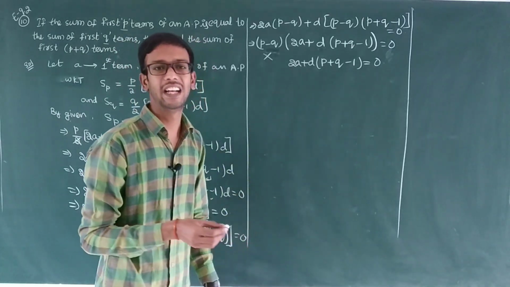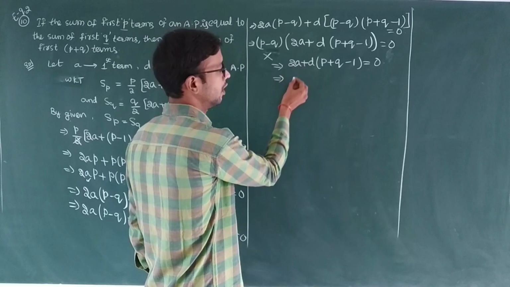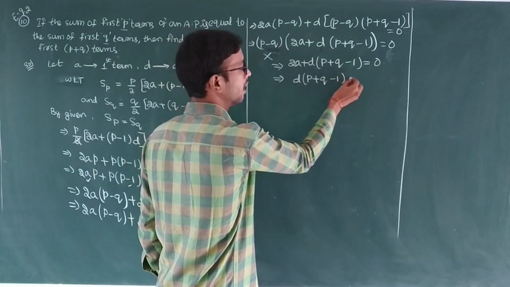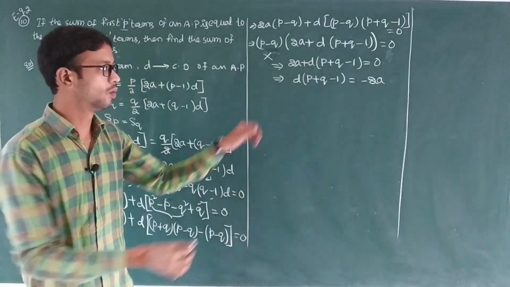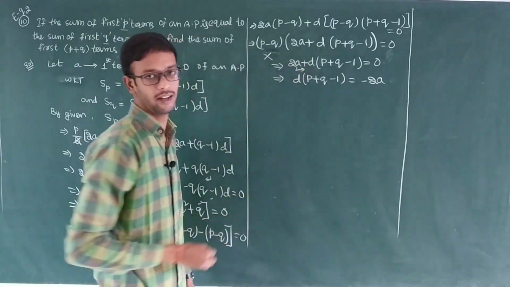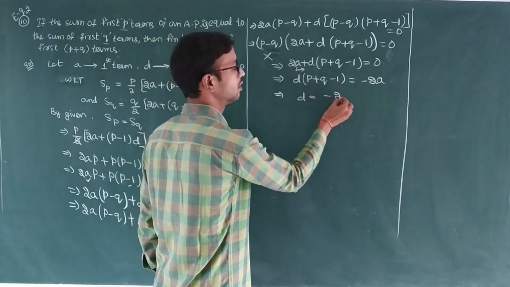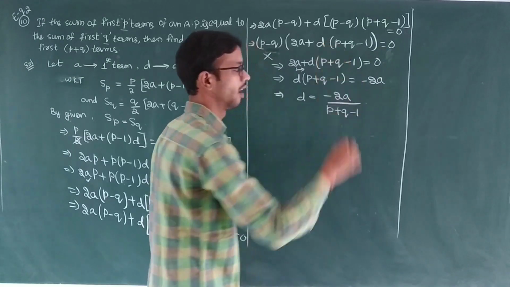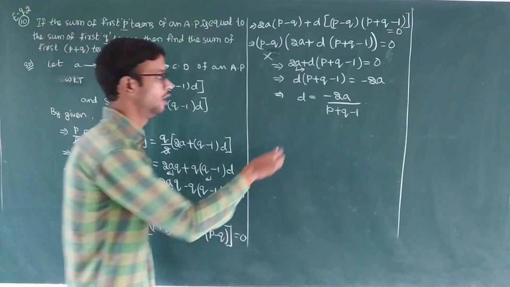So now I need the d value. For that purpose only, d into (p plus q minus 1) is equal to minus 2a. This value should go to the right side. Next step, the d value is minus 2a divided by (p plus q minus 1). That is the d value.